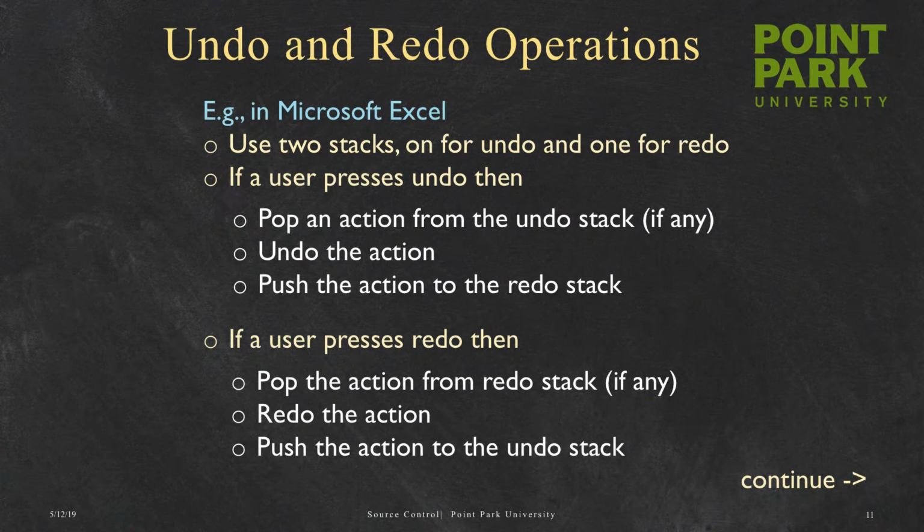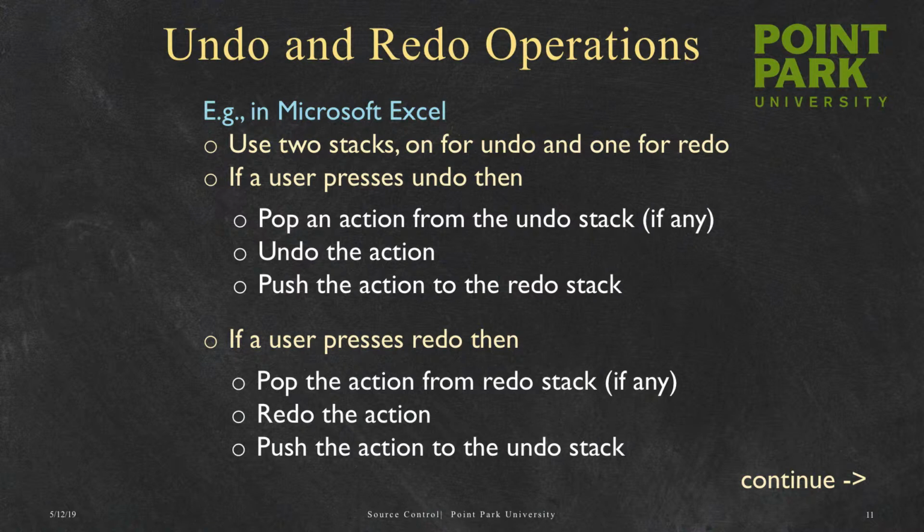All right, undo or redo operations. Example, Microsoft Excel. Use 2 stacks: one for undo and one for redo. If a user presses undo, then what? So think about it. You're in Excel, you type something in, or even Word, and you go at the top and you click that little arrow pointing to the left, which is undo. You're popping an action from the undo stack.